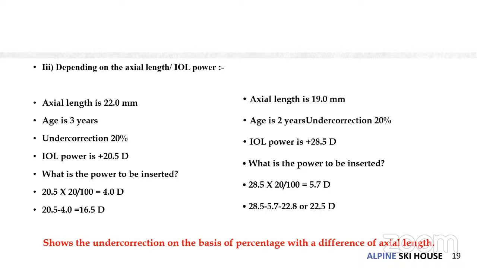Please repeat the previous slide. What are you showing here? Sir, depending upon the axial length, power may differ from the original power. No, but here you have not changed anything. Whether it is axial length of 22 or axial length of 19, you have done 20% undercorrection only. Yes, sir. So the basis of percentage is not axial length, it is age. Yes, sir. Okay, that is what you are showing here. Okay, fine.